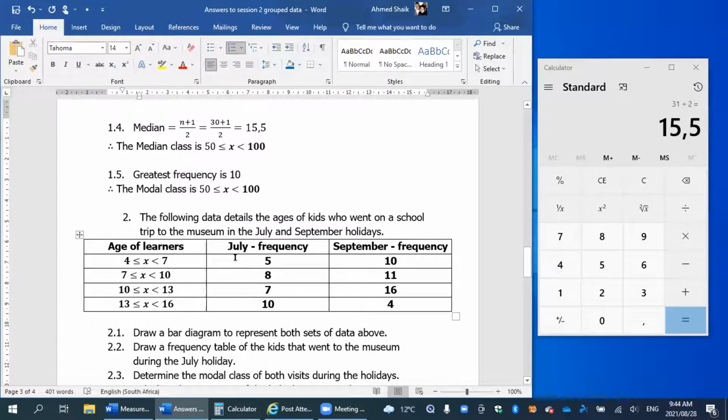The following data details the ages of kids who went on a school trip to the museum in July and the September holidays. Okay, so we've got our data broken up into 4 intervals. Remember, we've got 2 sets of data here. We've got July's data and we've got September's data. So it says 2.1, draw a bar diagram to represent both sets of data.